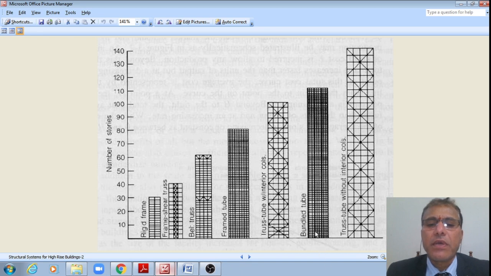Next one is that of the bundled tubes. As with the framed tubes, all those framed tubes may be bundled, interconnected one with the other, and that is called the bundled tube. It can be had up to 110-story height. Whereas nowadays we do have the truss tube without interior columns, whereas in the previous case it was with interior columns. Now we don't have any interior column. These types of structural systems can be had up to 140-story height.